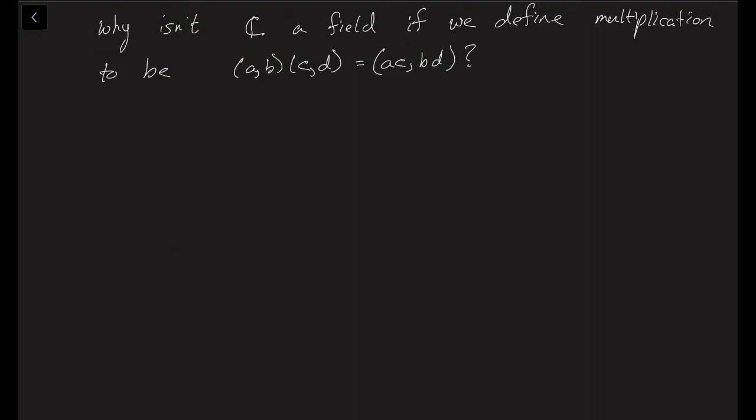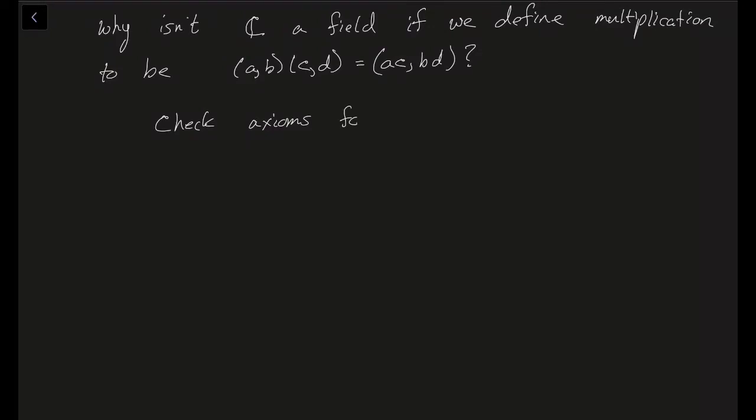Hi, in this video we start to explain some of the alternative methods that we could have multiplied complex numbers and why they don't necessarily work. So what if we defined it pointwise multiplication? So why isn't C a field if we define multiplication to be (a, b) times (c, d) to be equal to (ac, bd)?